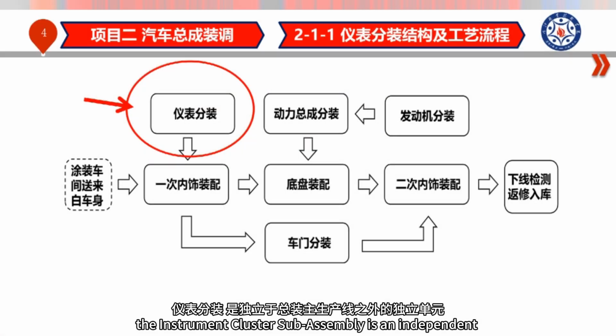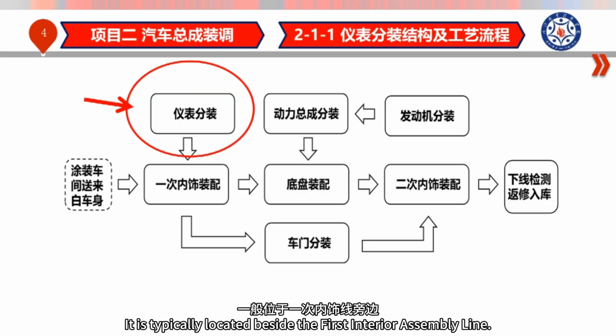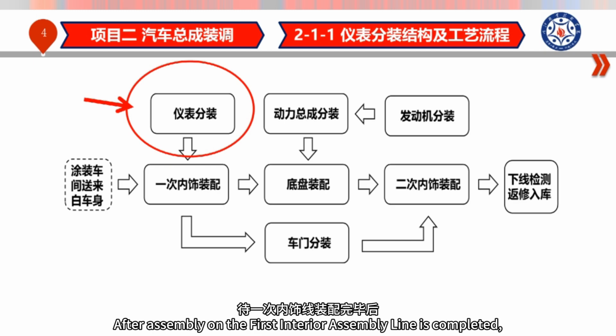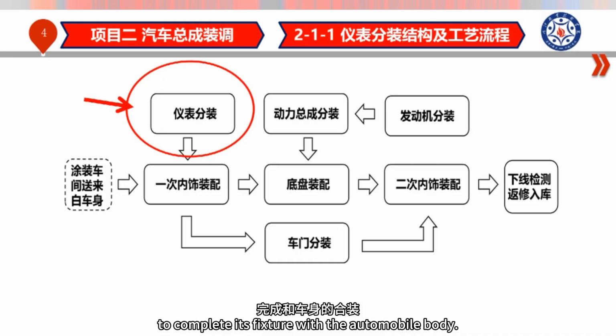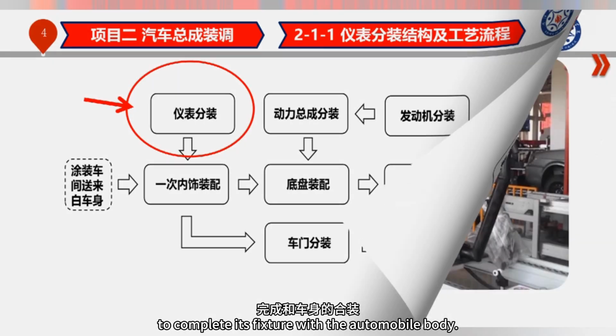The instrument cluster subassembly is an independent unit separate from the main final assembly line. It is typically located beside the first interior assembly line. After assembly on the first interior assembly line is completed, the subassembled instrument panel IP assembly is then sent to the main final assembly line to complete its fixture with the automobile body.